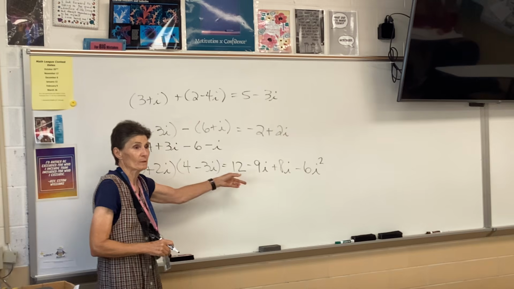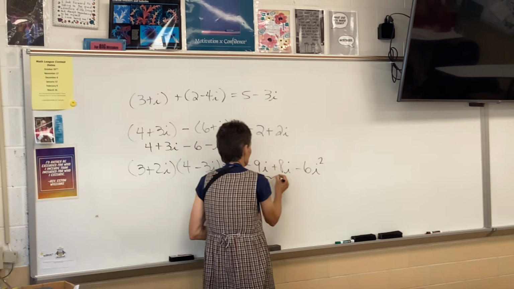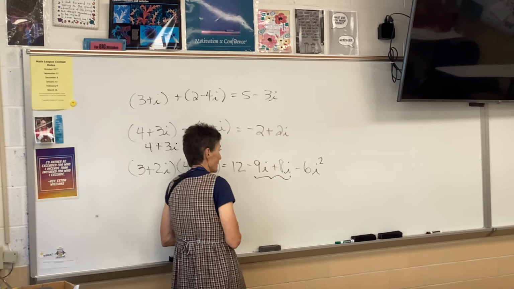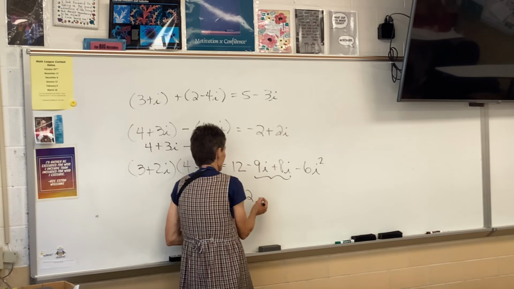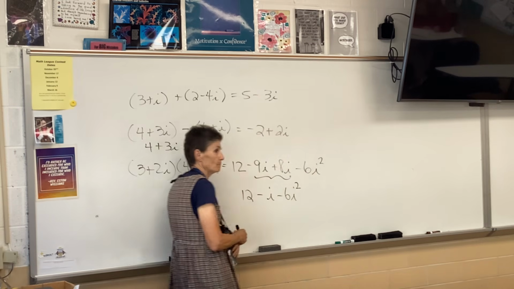Now, what about this? We're not done. You combine right here. Okay, so these two are definitely addable. That one's not because it's an i squared, but these two are. So 12 minus 1i minus 6i squared.